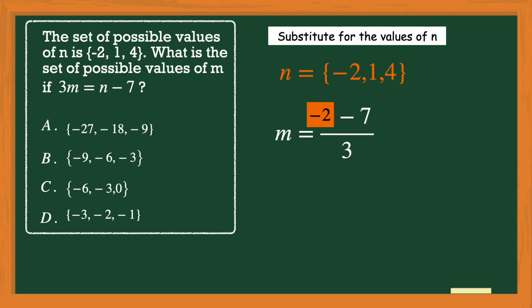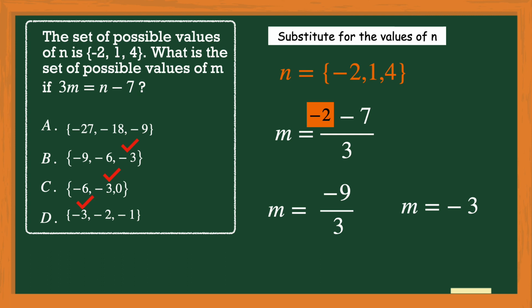Now I'm ready to solve for m by combining -2 and -7 in the numerator to get -9, and I'll bring down the +3. Since -9 over +3 is an improper fraction, I will simplify it by dividing -9 by +3 to get -3. And now I'm going to look over at my choices to see if this -3 is an option. And I do see it here at choices B, C, and D. So I need to keep going.